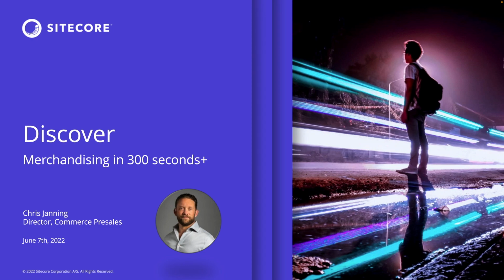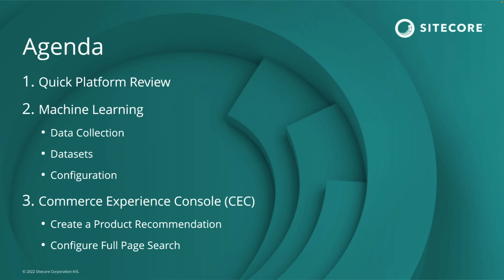In this episode, we'll be reviewing how business users can merchandise in a Sitecore Discover application. This will be broken into three sections. We're going to quickly review the platform up front again. Then we're going to show how machine learning is created, defined, and then maintained. And then finally, we're going to walk through the Commerce Experience Console to illustrate business user capabilities.